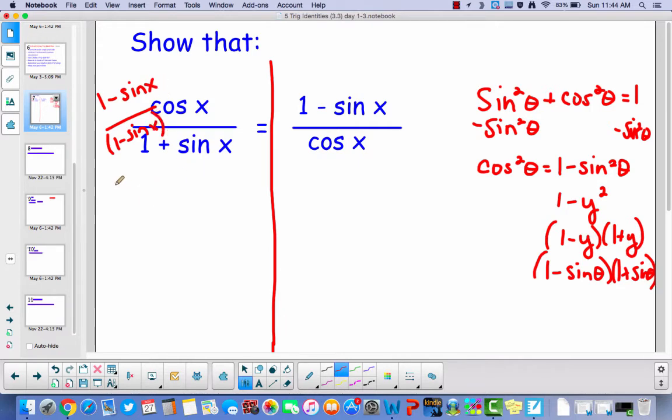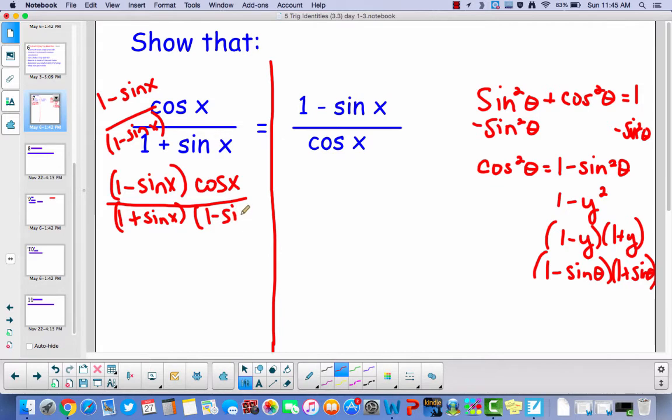All right. 1 minus sine of x times the cosine of x, all over 1 plus the sine of x times 1 minus the sine of x. If I FOIL those two things together, and I can go ahead and distribute this, we get cosine of x minus cosine of x times the sine of x.